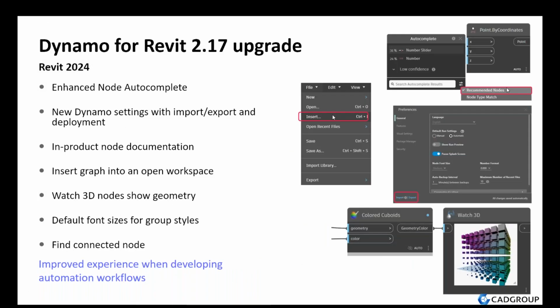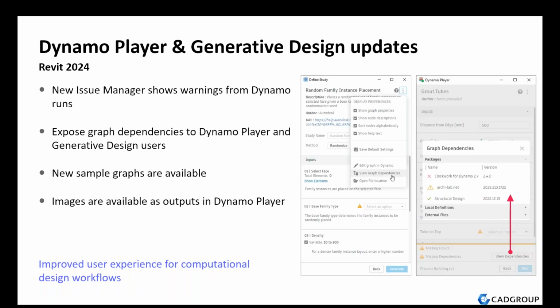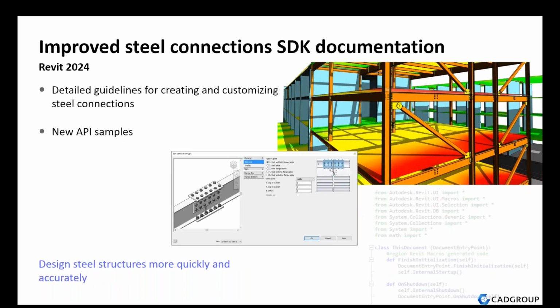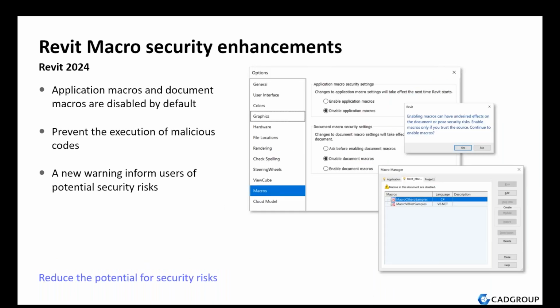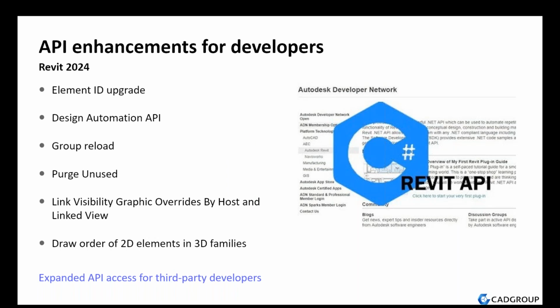Okay, so Dynamo has been upgraded. If you're into Dynamo, you're probably already all across this anyway. If you're in Revit and you run the Dynamo player, there's now a pop-up that actually tells you what dependencies that Dynamo script uses and tells you if there's a problem and what the actual component is that needs to be updated. Also, the SDK has been improved with regards to steel connections. Macro security has been enhanced. And generally across the board, the API for programmers has been enhanced as well.